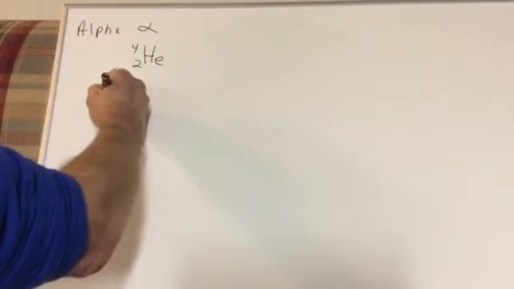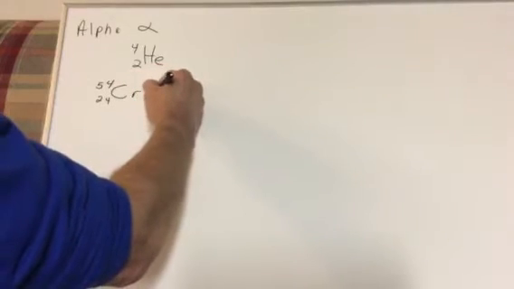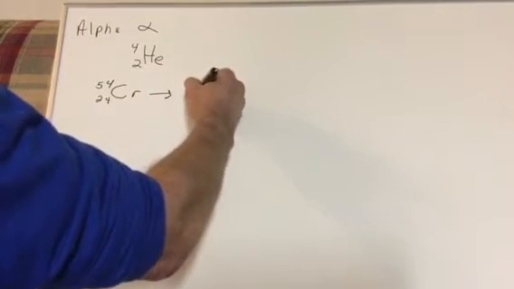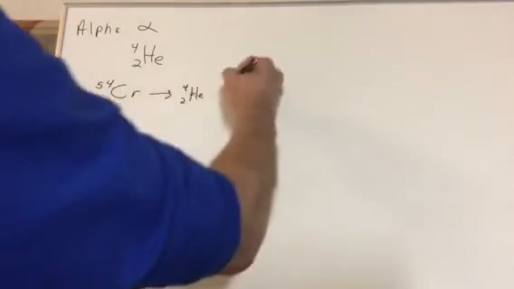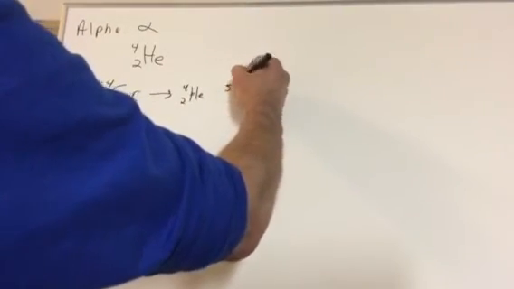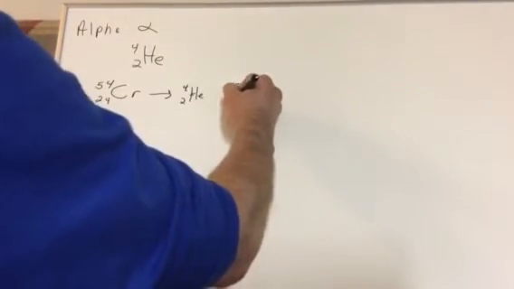Of course, chromium is 24. And let's say we're looking at 54 as an isotope of chromium. And so let's say that it goes through an alpha decay. Then we end up with the helium nucleus. And what you have to do then is subtract the 54 minus 4. And so then you would obviously get 50, and 24 minus 2 is 22.